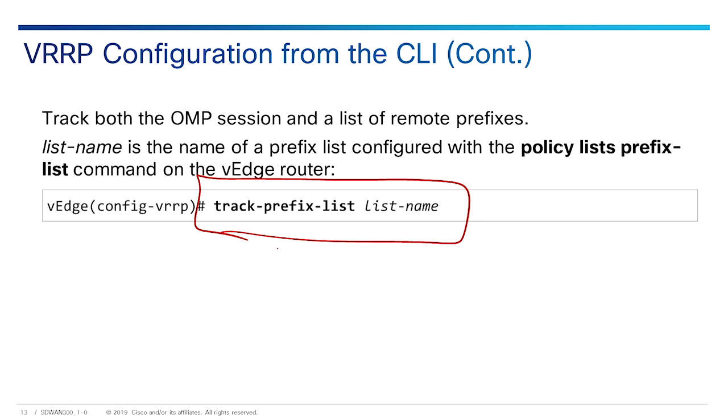So if we have a specific functionality this router is in charge of, let's say a specific route to a data center, if we lose that, we probably also want to reduce our priority as well. And then we'll be referencing a list name, which is a prefix list that we'll have configured separately. By the way, we won't even wait for the OMP hold timer to expire. We'll just abandon it.